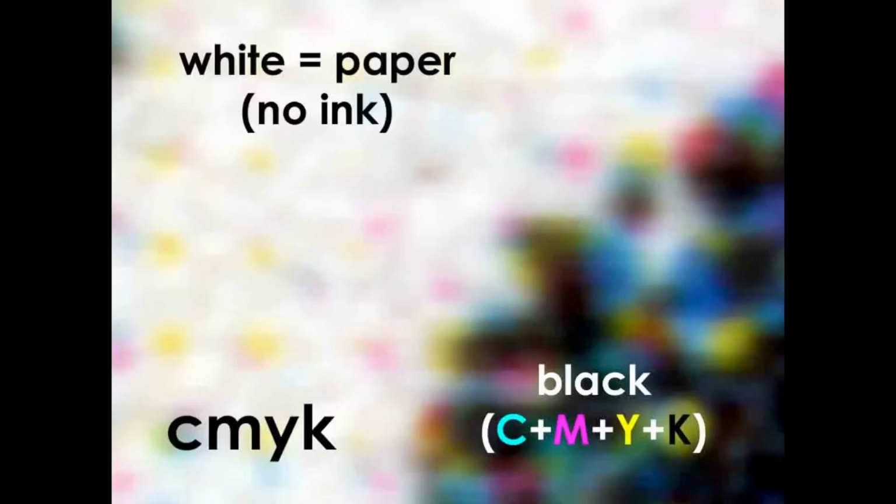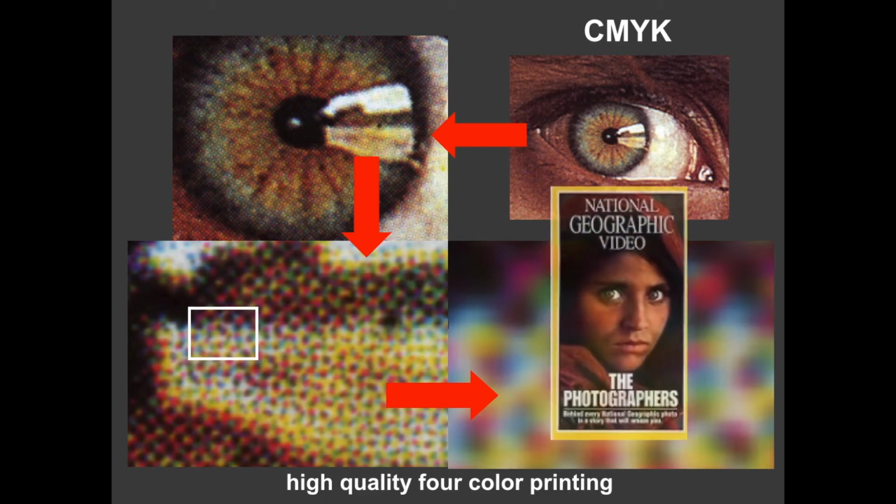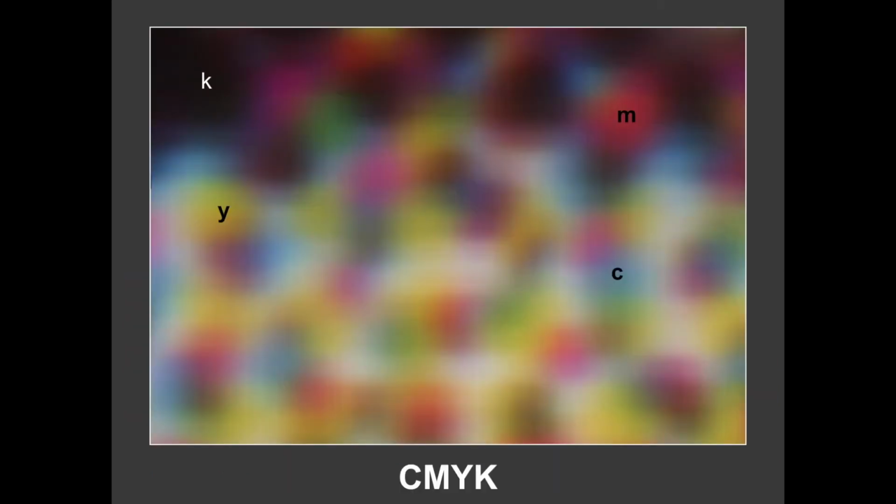The paper appears white where no ink is present, and black areas are composed of all 4 of the inks. Here's an example of high quality 4-color printing from the National Geographic. Probably can guess what this photo is going to be. The Afghan girl. Under higher magnification, we see the smaller dots of cyan, magenta, yellow, and black ink.